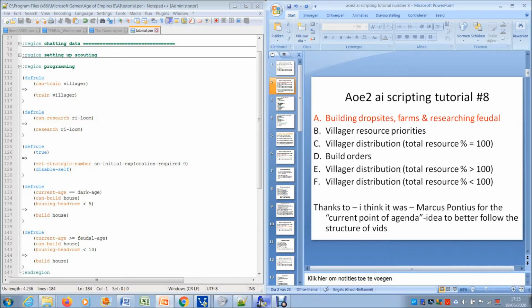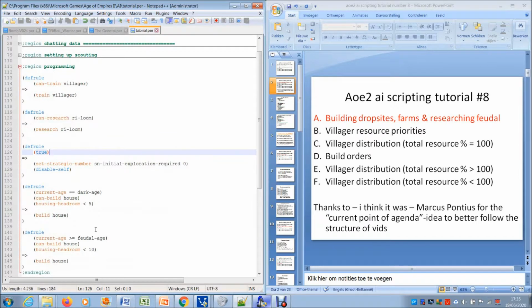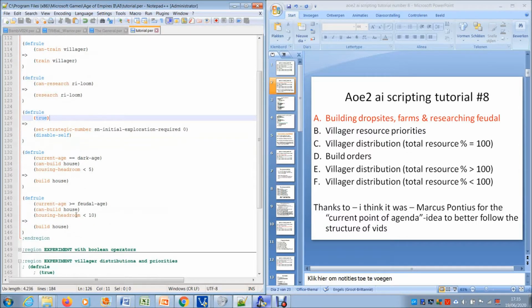With each section that we start in the video, I will mark the corresponding line in the agenda red. I think it was Marcus Pontius's idea, so viewers can better follow the structure of the videos. So we will start with A, building drop sites, farms and researching feudal. We have our little programming here, setting up scouting and training villagers and building houses.